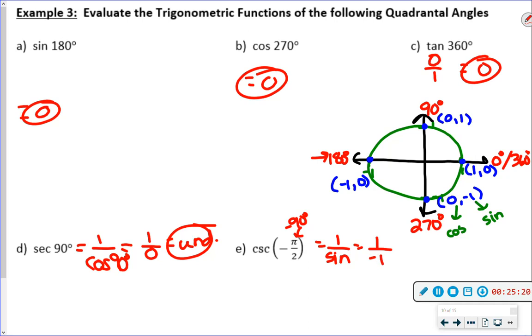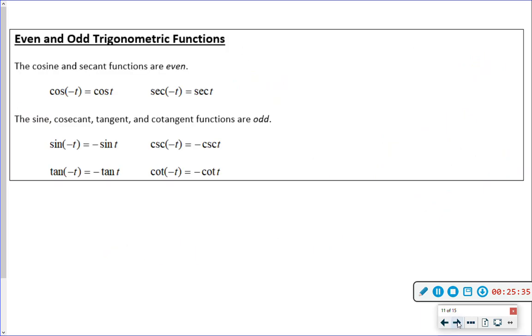We get negative 1. So the quadrantals, anytime you have 90, 180, 270, 360, you can do them all off this exact same picture. You do not have to keep redrawing it over and over and over again. It gets obnoxious.